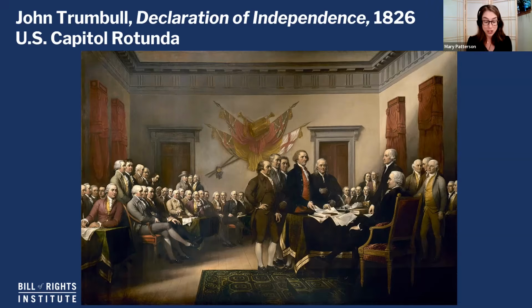So the location is hugely important, right? Location, location, location. It's modeled after the Pantheon, which is a temple in ancient Rome. So it's very important. It's supposed to be a sacred, special place. And you have these 4 scenes of the Revolutionary era. And this one is actually depicting June 28th, 1776, when the first draft of the Declaration of Independence was presented to the Continental Congress.